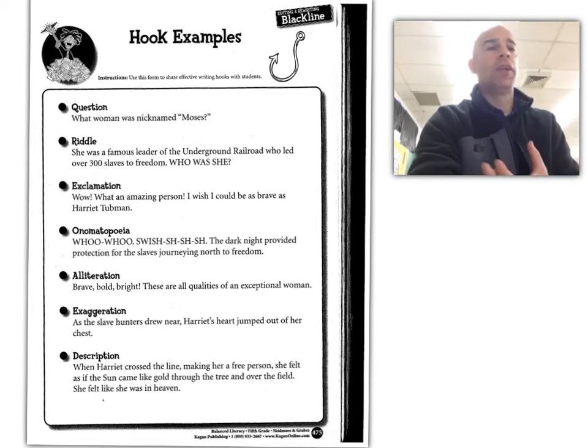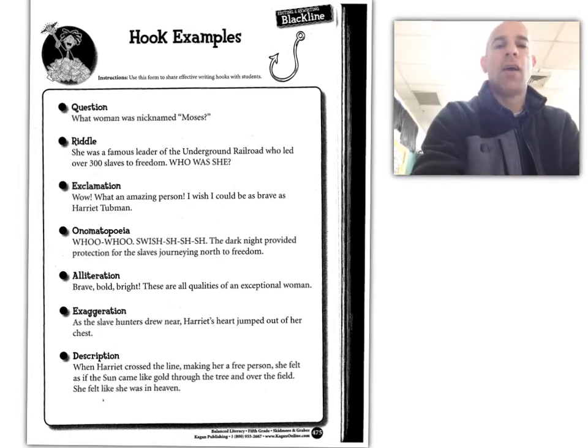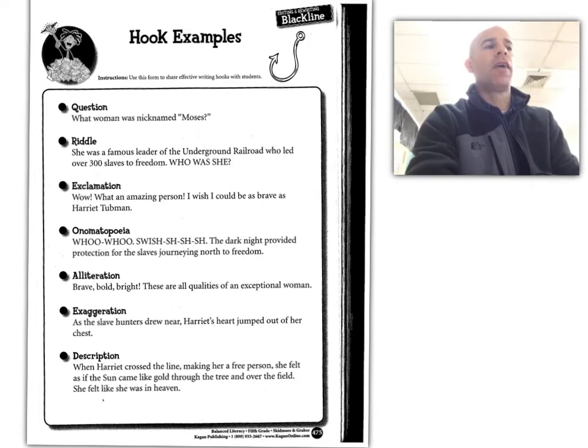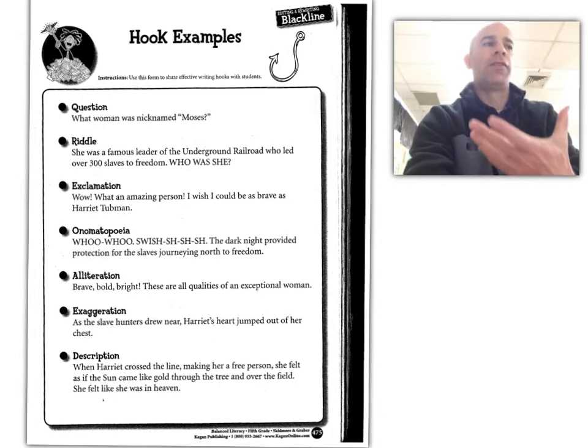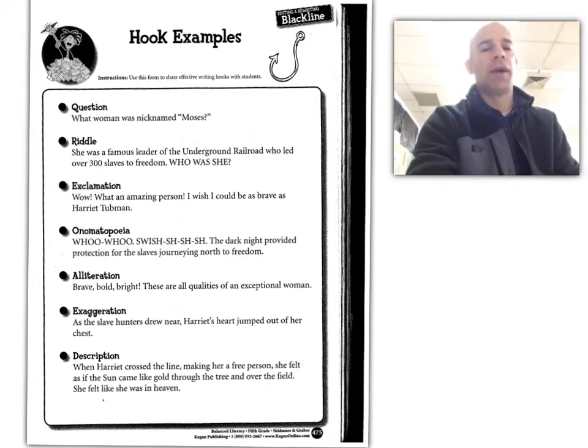And this could be a really good one for the body system, as you describe the body system or a part of the body system in detail. When Harriet crossed the line, making her a free person, she felt as if the sun came like gold through the tree over the field. She felt like she was in heaven. In here, they're using a lot of similes in the description to help the reader really understand how Harriet felt. So using similes and metaphors in a description is extremely important and will help your writing come alive.